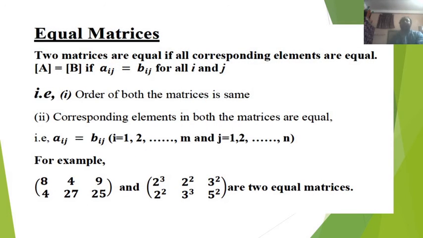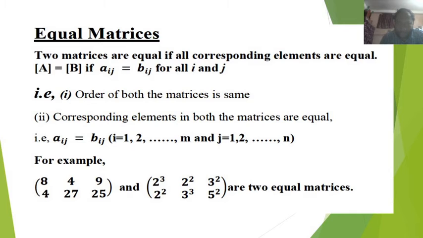Next is equal matrices. Two matrices are equal if all corresponding elements are equal. That is, two matrices A and B are equal if Aij is equal to Bij for all i and j. Here the order of both matrices is the same. Corresponding elements in both matrices are equal. Aij is equal to Bij, i is equal to 1 to m and j is equal to 1 to n.